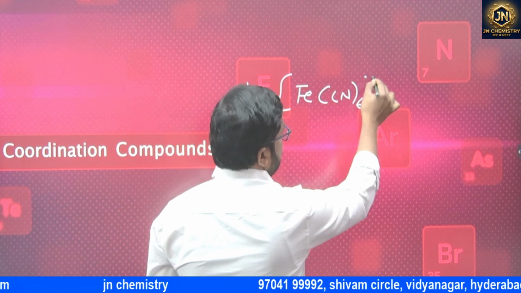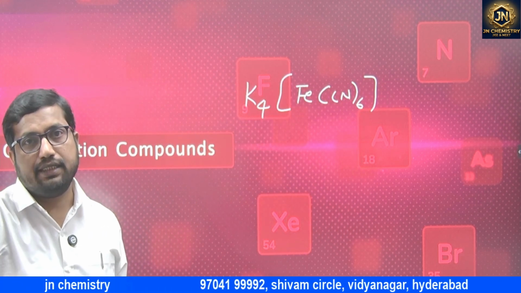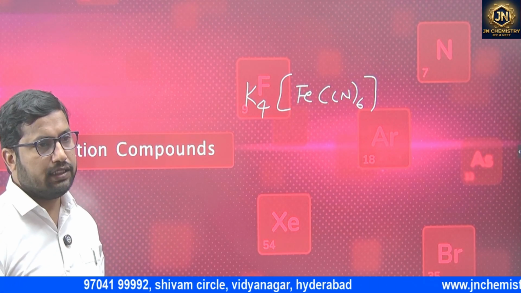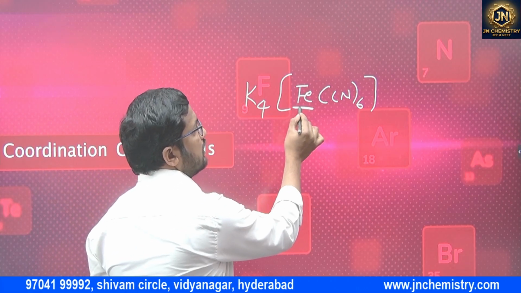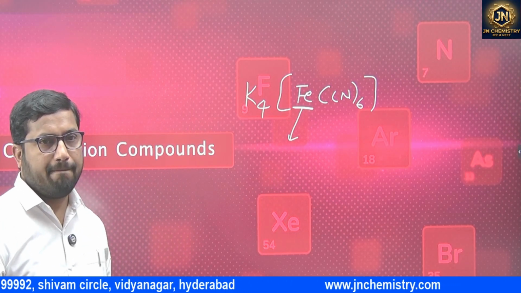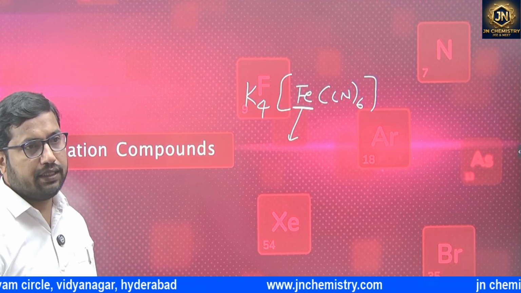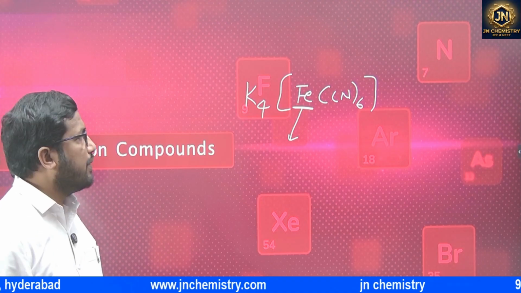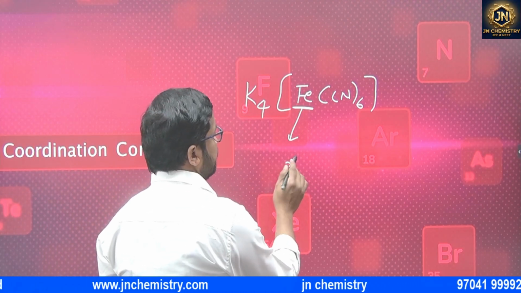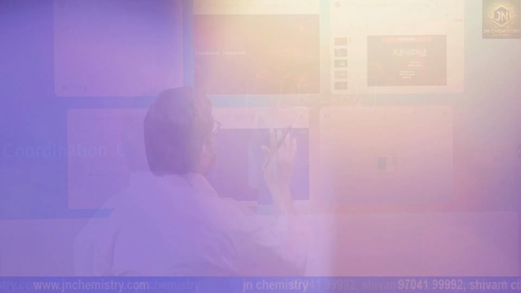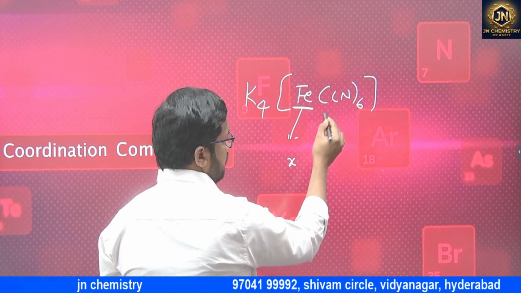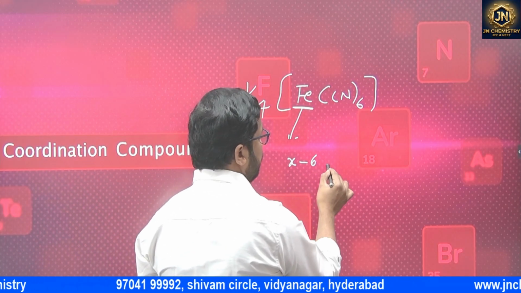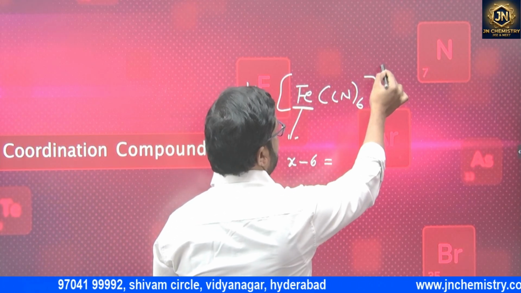In [Fe(CN)6], cyanide is a monodentate negative ligand, which means its charge is -1. Now we need to find the oxidation state of iron. We don't know it, so let it be X. Simply write it like this: K plus, then X, minus 1 into 6, which is -6, equals the total charge of -4.